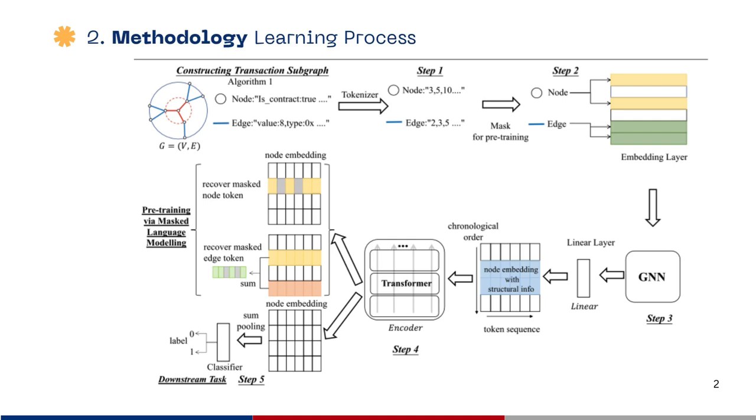On the left side, you see pre-training. They mask random tokens and train the model to predict them, learning deep representations. On the right side is the downstream task, which pulls the final embeddings and classifies transactions. The same architecture handles both phases, with early fusion ensuring graph structure and temporal information interact from the start.